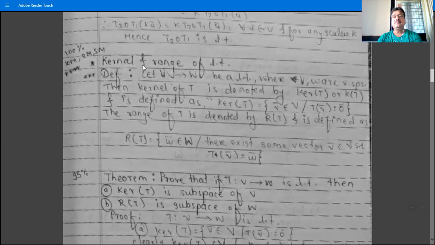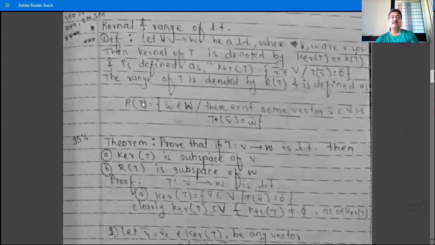And it is a subset of this capital V, the domain of the linear transformation. T is a function from V to W, so the kernel of T is a subset of its domain V. This set contains the elements of V such that T of v bar is 0 bar, that is, whose images are 0 bar; then we say those elements belong to the kernel of T.